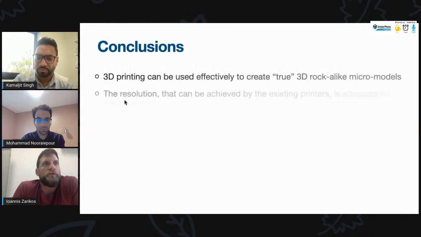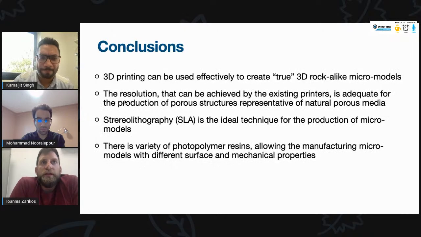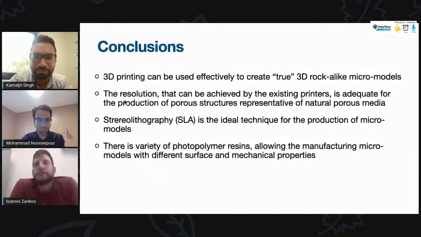So to conclude, 3D printing can be used effectively to create a true 3D pore-like micromodel. And I say true because we know that there have been attempts to make 3D printed microfluidic devices, which are actually very close to the 2.5D or quasi-3D microfluidics that we already use, probably made out of PDMS.